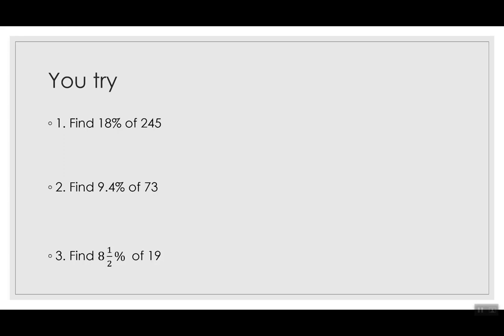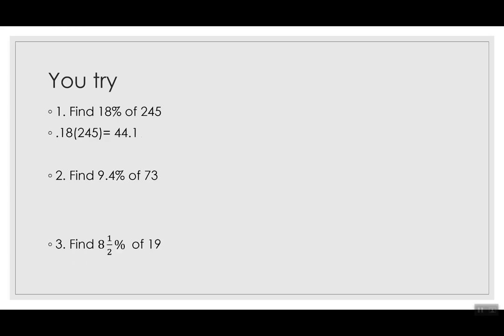All right, so let's start with the 18% of 245. Hopefully you wrote that 18% is 0.18. If I multiply 0.18 times 245, you should get 44.1. 9.4% of 73, we're going to change 9.4 to 0.094. Multiplying that by 73, we get 6.862. 8.5%, the half is 0.5, so 8.5% becomes 0.085. Multiplying by 19, we get 1.615.